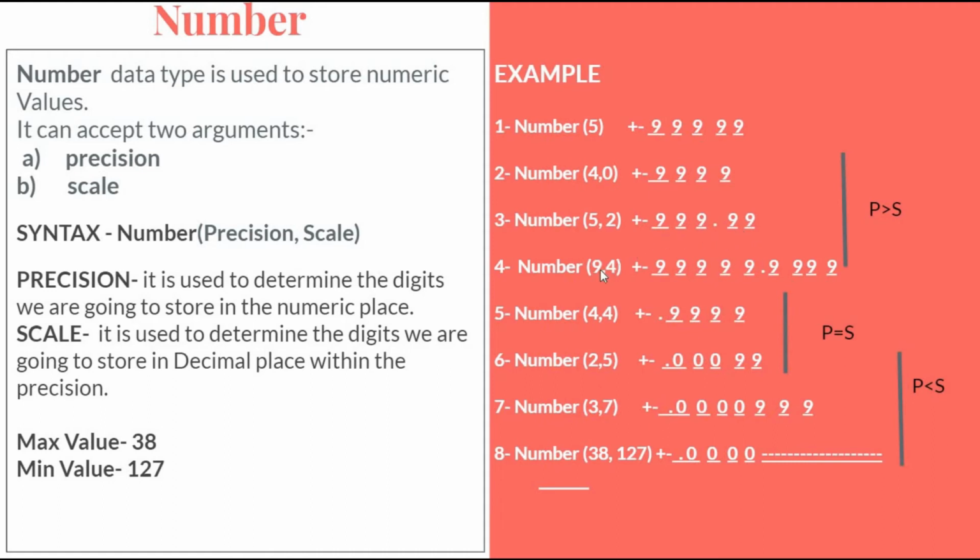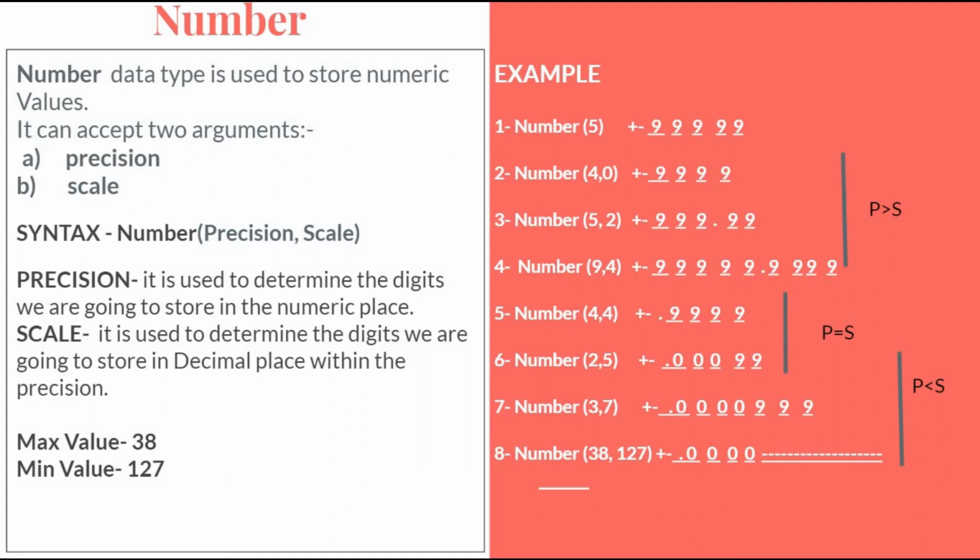Okay, now our fourth one, take an example like 9, 4. So here precision is greater than scale. So what do we do? Just make 9 blocks. And from the last, take 4, then put the decimal and fill it with 9. So this is how we work with precision and scale with decimal values.